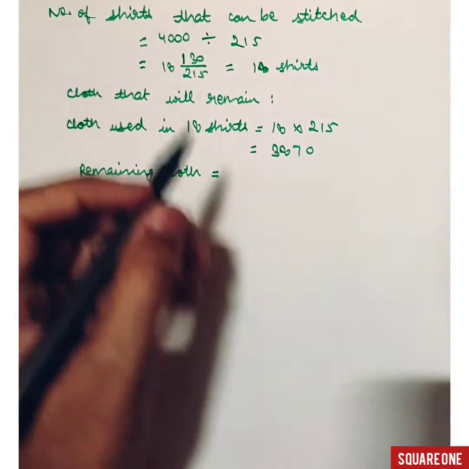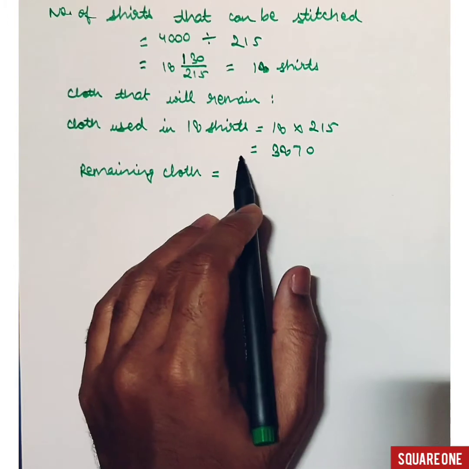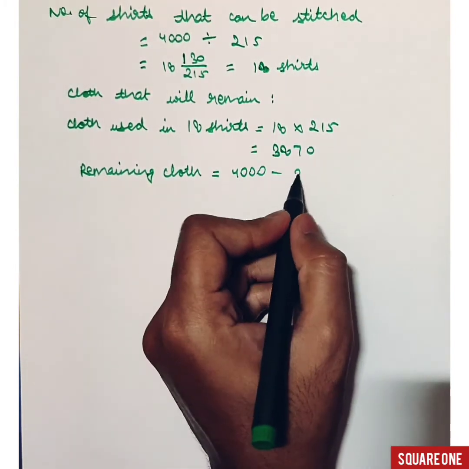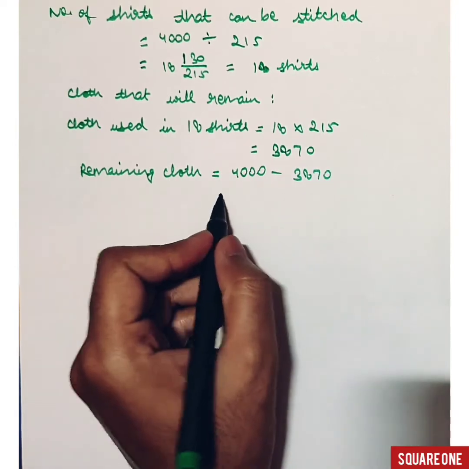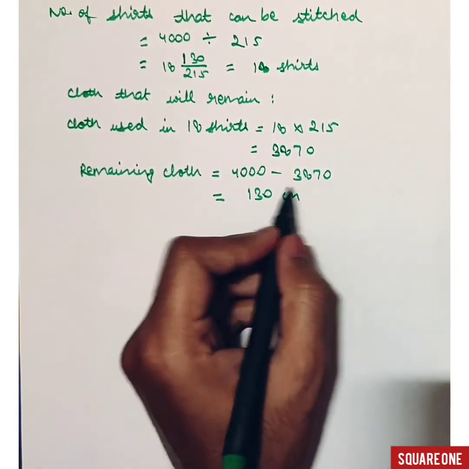Now how much cloth is remaining? Total cloth was 4000 centimeters. We have used up 3870. That means the remaining cloth will be the difference of these two numbers. We get the answer as 130 centimeter. Always write the unit, which is centimeter.